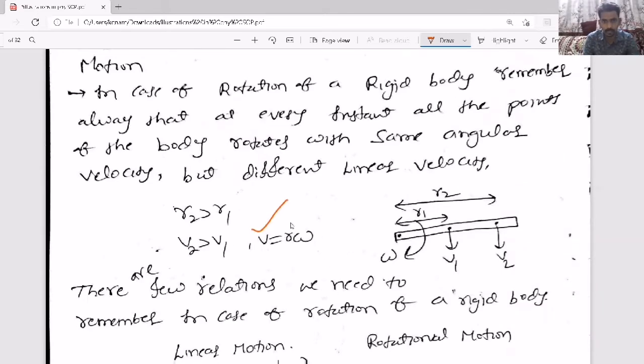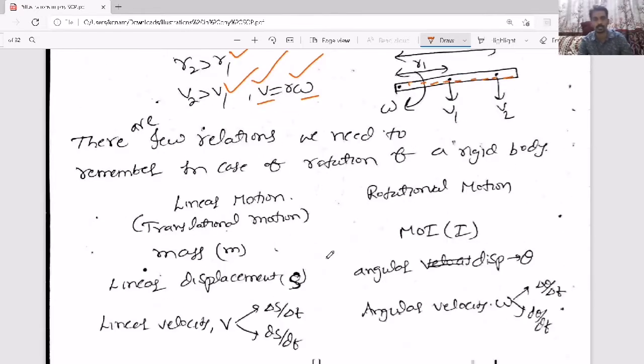Like linear velocity v equal to r into omega, where v is linear velocity and omega is angular velocity. So here, r greater means v greater. So r2 greater than r1, so v2 greater than v1. So for a body rotating about a fixed axis, each and every point on the body must have the same omega but different linear velocities.